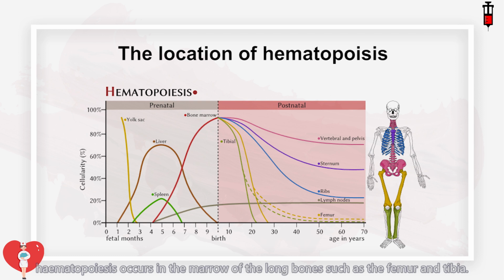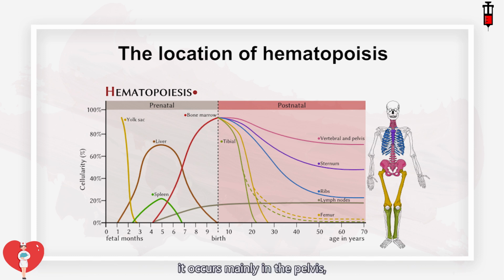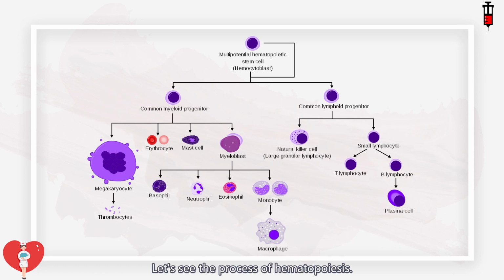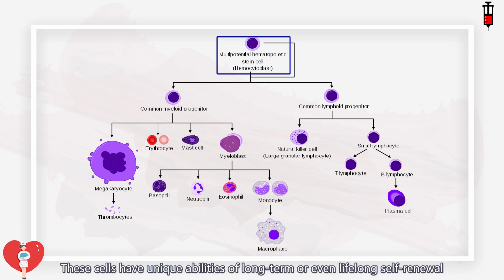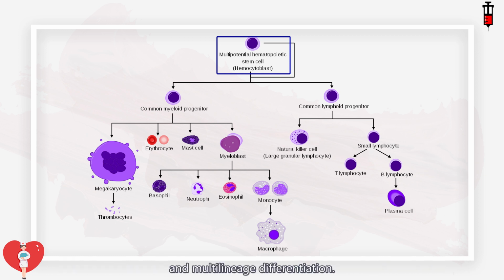In children, hematopoiesis occurs in the marrow of the long bones, such as the femur and the tibia. In adults, it occurs mainly in the pelvis, cranium, vertebrae, and sternum. Let's see the process of hematopoiesis. Hematopoiesis starts from hematopoietic stem cells. These cells have unique abilities of long-term or even lifelong self-renewal and multilineage differentiation.